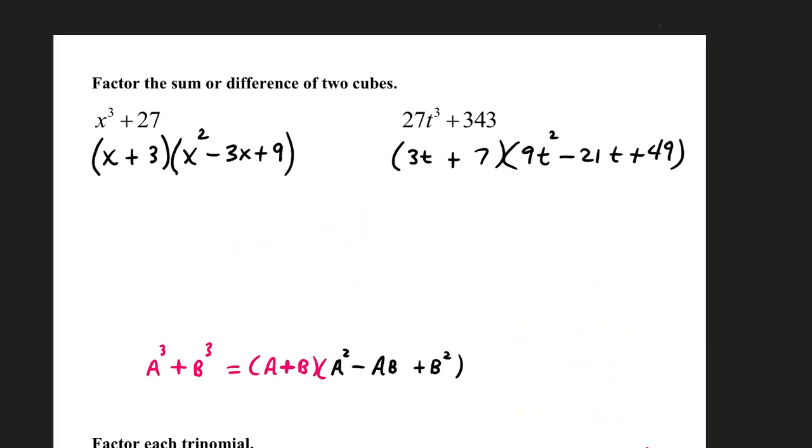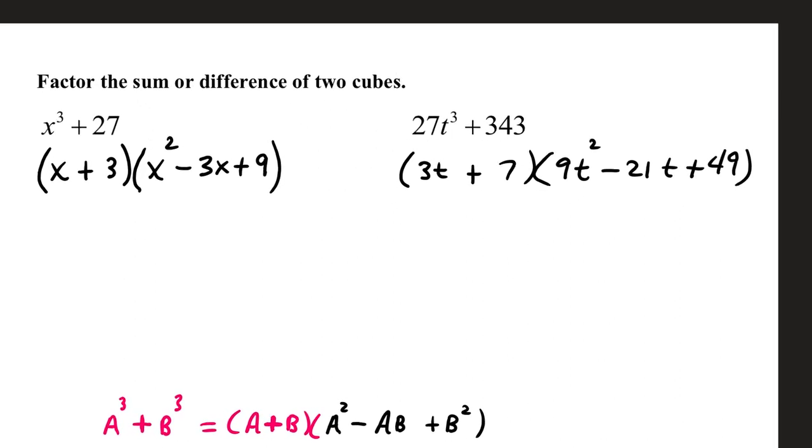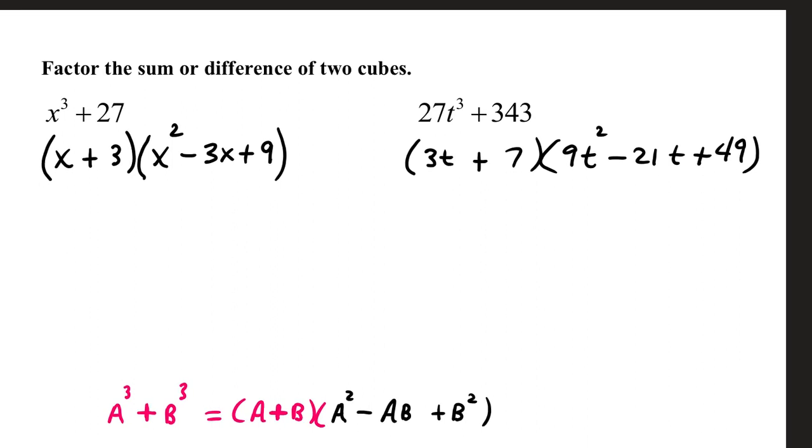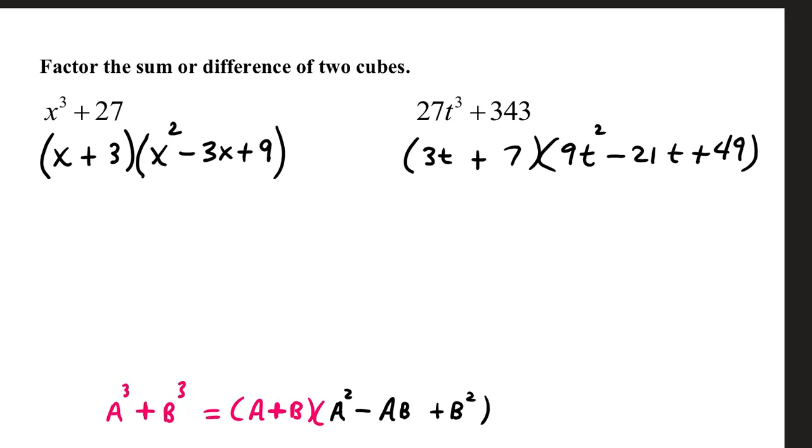And then finally, we're going to look at a couple of different types of binomials. We've looked at difference of two squares. For this slide, we're going to look at the sum or difference of two cubes. If you have cubes, they can be separated by a plus or a minus sign. With squares, they need to be separated by a minus sign. The formula is at the bottom of your screen, and I'll show you how to apply that.